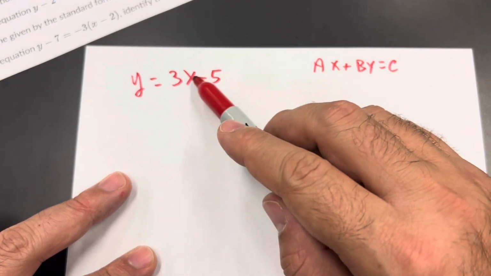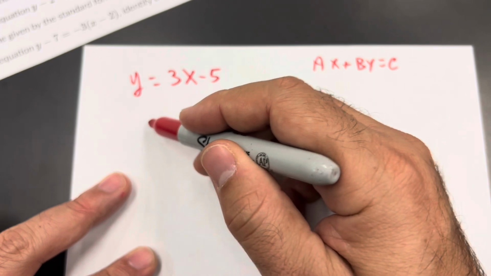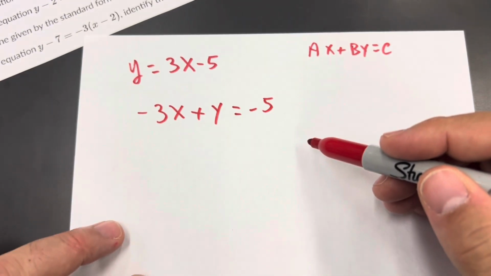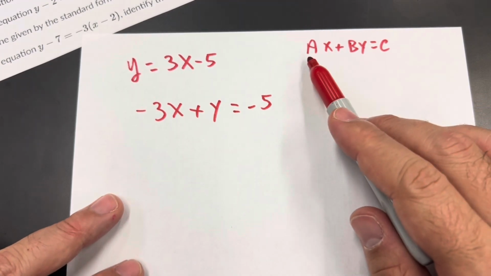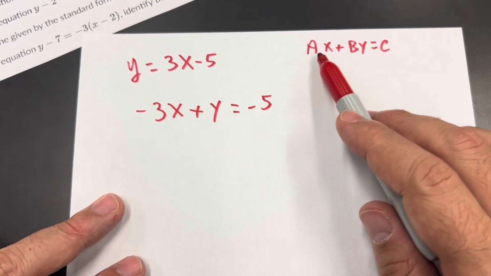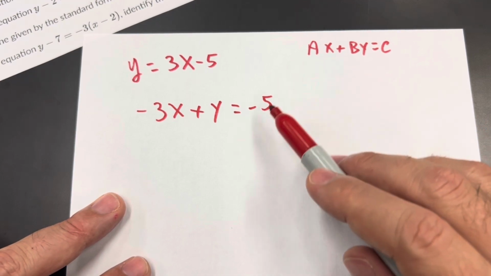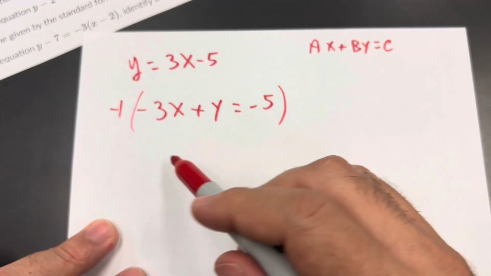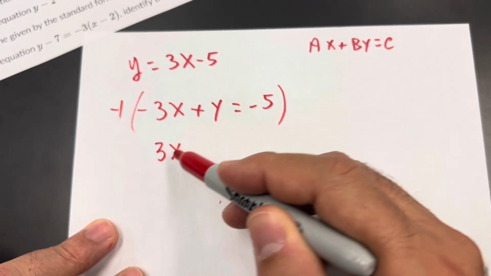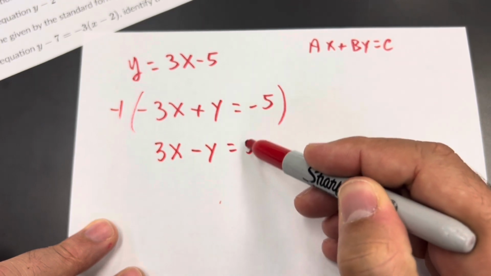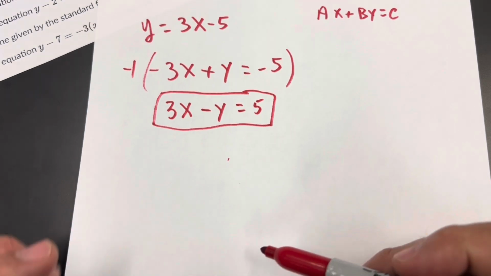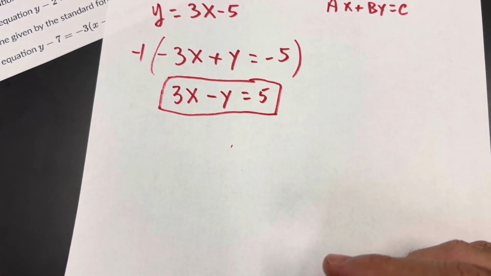The only thing I do is move the 3x over there, so it will be minus 3x plus y equals minus 5. Now if you look at the form, it's preferred to leave the x positive. So what I will do is multiply everything by negative 1. That will be 3x minus y equals 5. This is the answer for the first question. We're going to go to the second right away because there are 8. It's going to take a little bit.